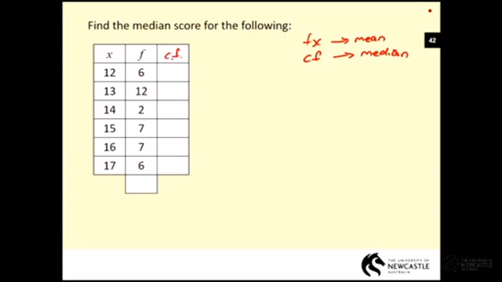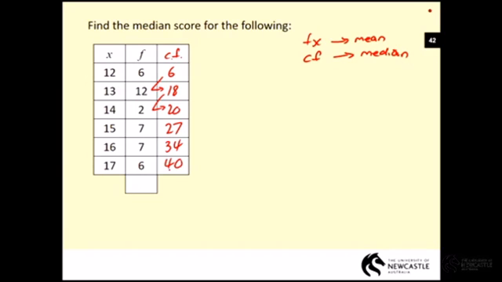CF column was, how many have we got so far? Well, we got 6 scores so far. That's always the same as the F column. Plus 12 scores gives me 18 in total. Plus another 2 gives me 20. Plus 7 gives me 27. Plus another 7 gives me 34. Plus another 6 gives me 40.